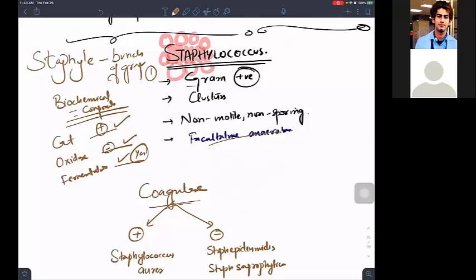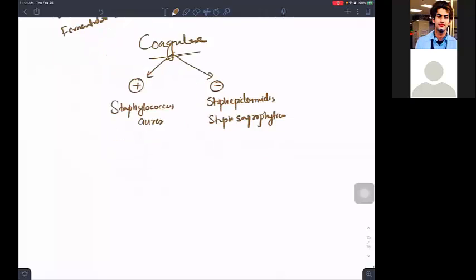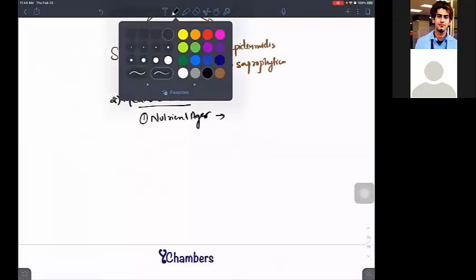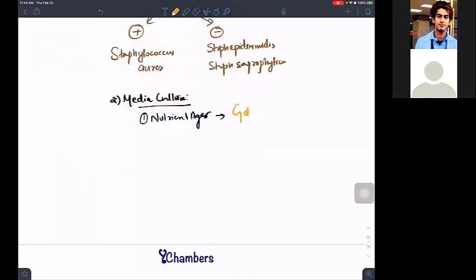Then we should know how we are able to culture them, which media they grow on. We have known everything about the media, so we will be directly writing about it. If you grow them on nutrient agar, they will be giving you golden yellow colonies. Golden yellow, that's why aureus. Golden yellow colonies on the culture media.